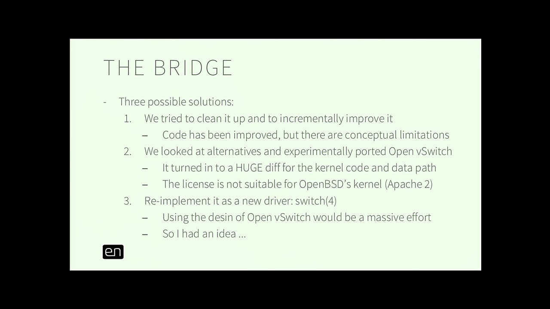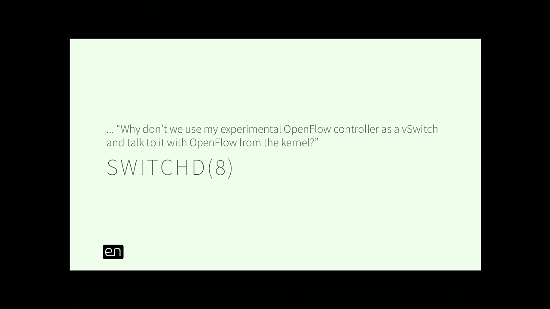So the third solution is to re-implement it as a new driver. Just leave bridge where it is, and we add another one. Bridge NG, no, it's switch. Everyone calls it switch these days, I think. So the problem is, if you want to achieve something that OpenVSwitch does, it's a lot of work. It's very complex, actually. So how can we make it suit our needs and be simpler? So I had an idea. Why don't we use my experimental OpenFlow controller as a vSwitch and talk to it with OpenFlow from the kernel? So the OpenFlow controller becomes the virtual switch.